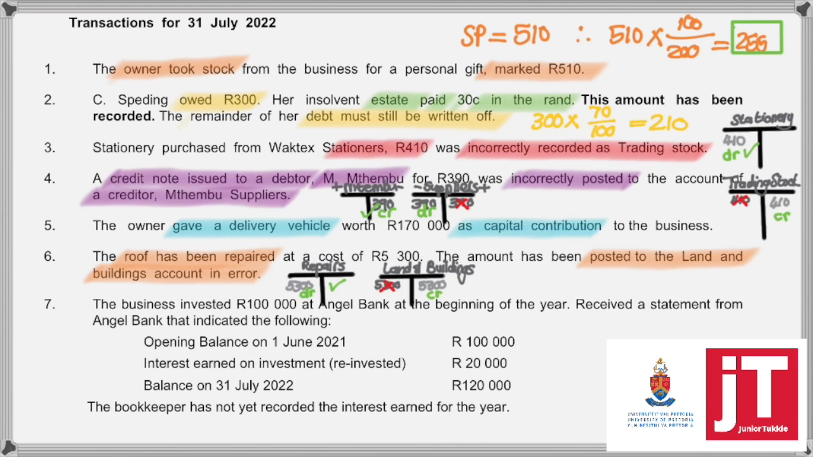Number 7. The business invested 100,000 Rand at Angel Bank at the beginning of the year, and we received a statement from Angel Bank indicating the following. Now, the moment you see statement, we know that interest is going to be reinvested. So that is why they say interest on investment reinvested 20,000 Rand. They don't necessarily have to tell you that it's reinvested when they say we received a statement. You can assume that. And then they say the bookkeeper has not yet recorded the interest earned for the year. So it's not recorded yet. Great stuff. So we need to record it in the General Journal.